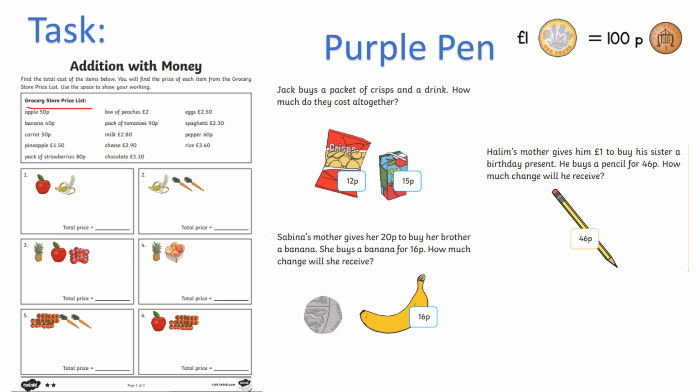So the first question, number 1, you have an apple and a banana. You have to find the price, show me your working out of how you added those two amounts, and write down the total price, and don't forget the correct symbols.